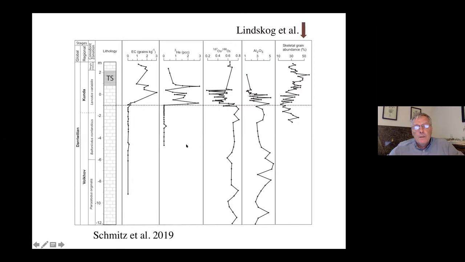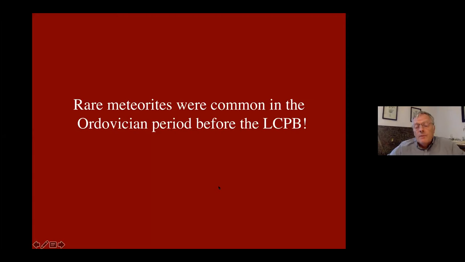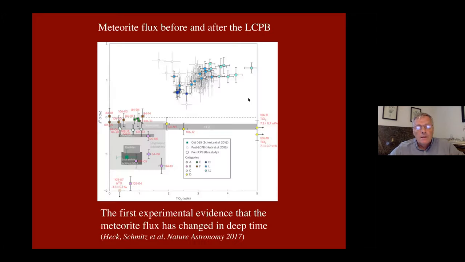What type of meteorites fell before down here, before the breakup? We know that they are very, very strange. You could sell them for a fortune on eBay, the meteorites that fell at that time. Rare meteorites were common in the Ordovician period before the LCPB. I will not get into the details of how we have established this. You can see Heck et al. in Nature Astronomy 2017. The meteorites that settled on Earth before the breakup event are very strange, so-called primitive achondrites, but I'm not going into the details.